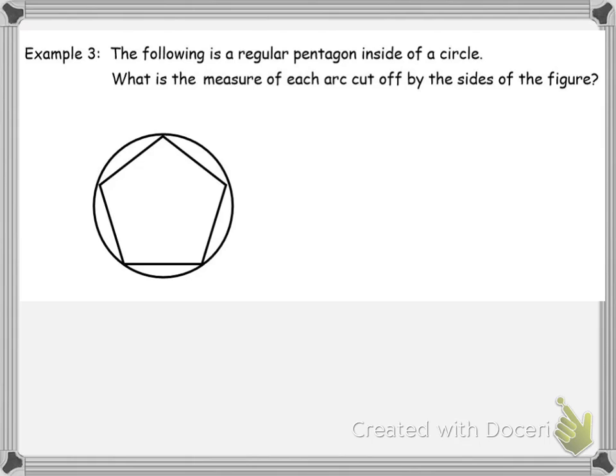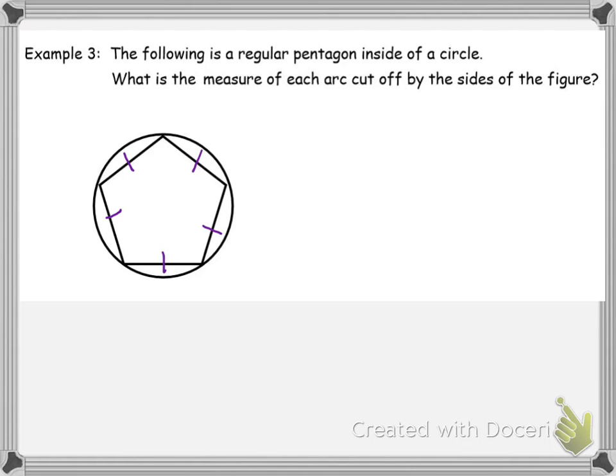Alright, last one. This one starts to bring back some of our properties from regular polygons. So you have a regular pentagon here inside of a circle. They want to know what the measurement of each arc is that's cut off by the sides of the figure. So keep in mind what it means to be regular. Regular meaning that all of your sides have to be congruent. So essentially here your regular pentagon is giving you 5 congruent chords. So again, bringing this all together, if the angles are congruent, the chords are congruent, which means if the chords are congruent, your arcs are congruent as well.